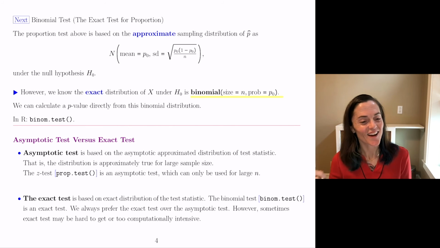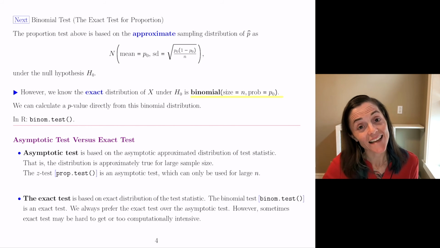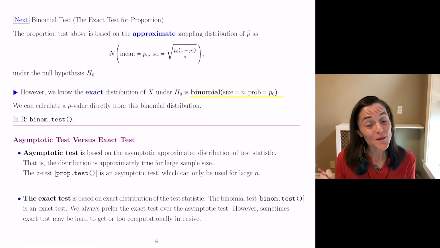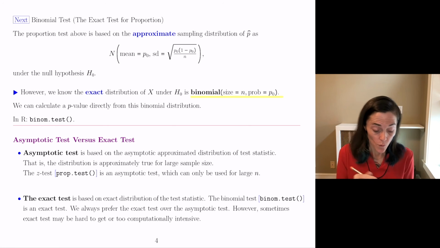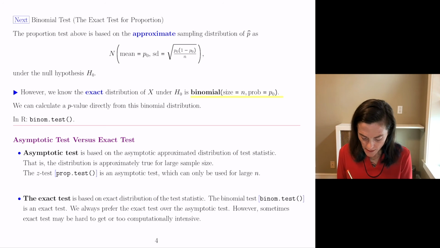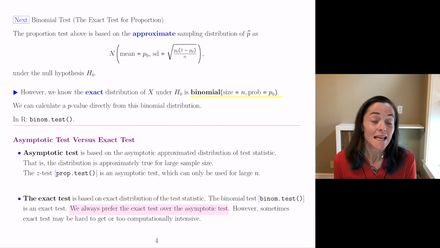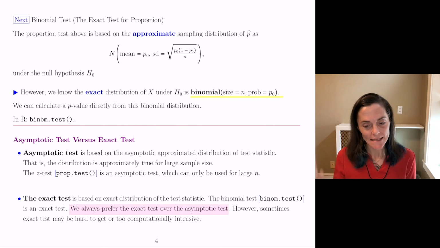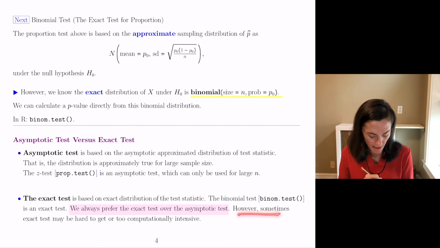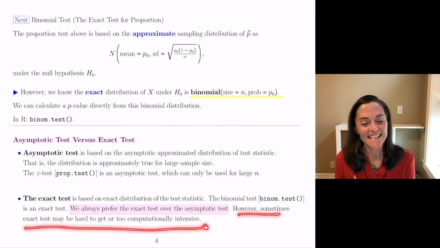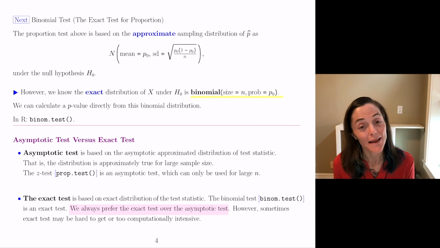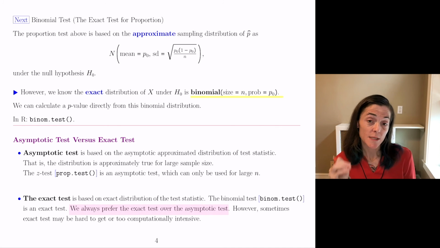An exact test, on the other hand, is based on an exact distribution of the test statistic. The binomial test is an exact test. We will always, I'm going to box this, prefer using an exact test over an asymptotic test. And so the binomial test is going to be a better test in general. It's exact. Sometimes in statistics, though, the exact test may be hard to get or too computationally intensive. But in this situation, the exact test, the binomial test, is almost always preferred.